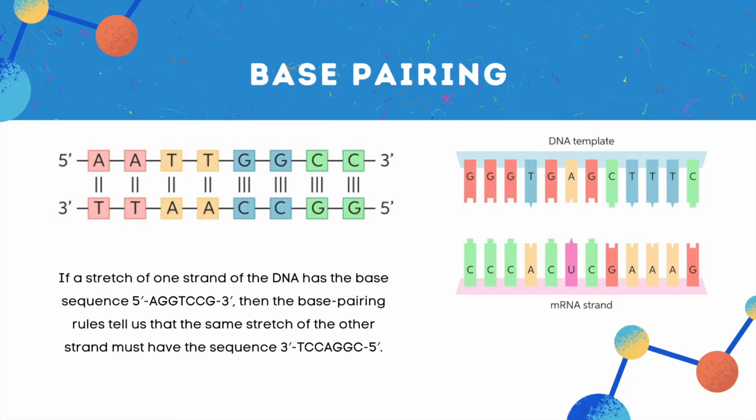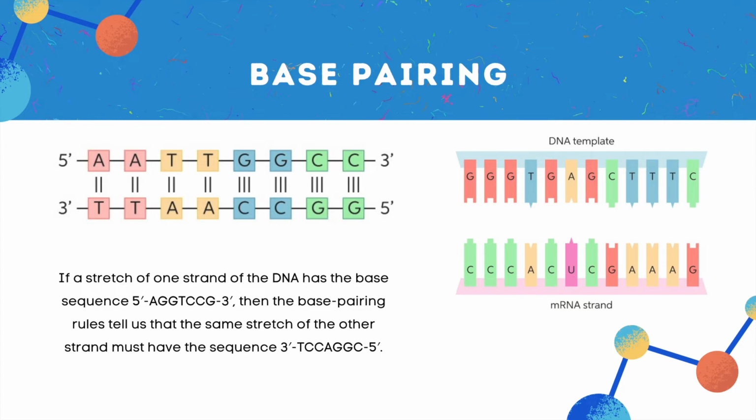Let us now study nitrogenous base pairings. In DNA, adenine in one strand always pairs with thymine in the other, and guanine always pairs with cytosine and vice versa. If a stretch of one strand of the DNA has the base sequence of AGG-TCCG, then the base pairing rules tell us that the same stretch of the other strand must have the sequence TCC-AGGC. Remember, each strand is antiparallel with each other, hence the directionality runs opposite each other.